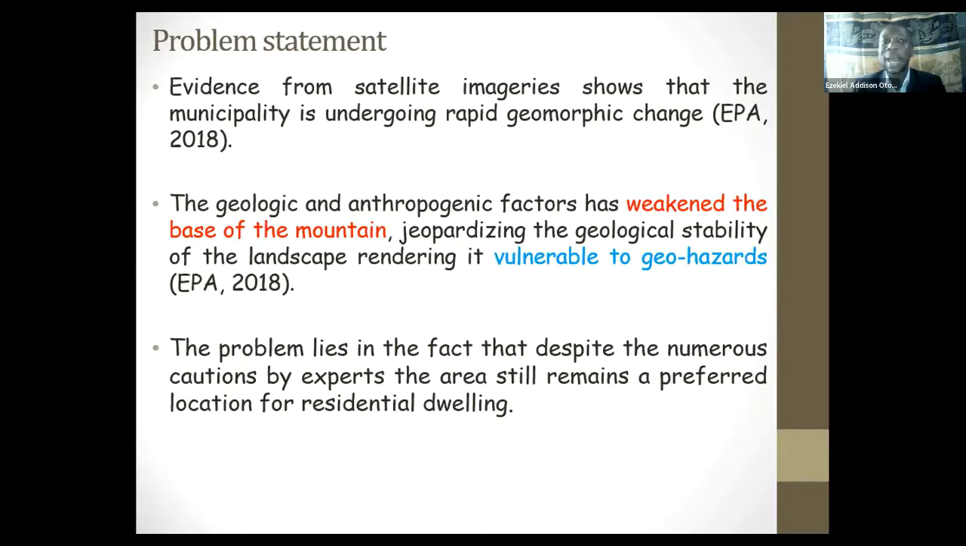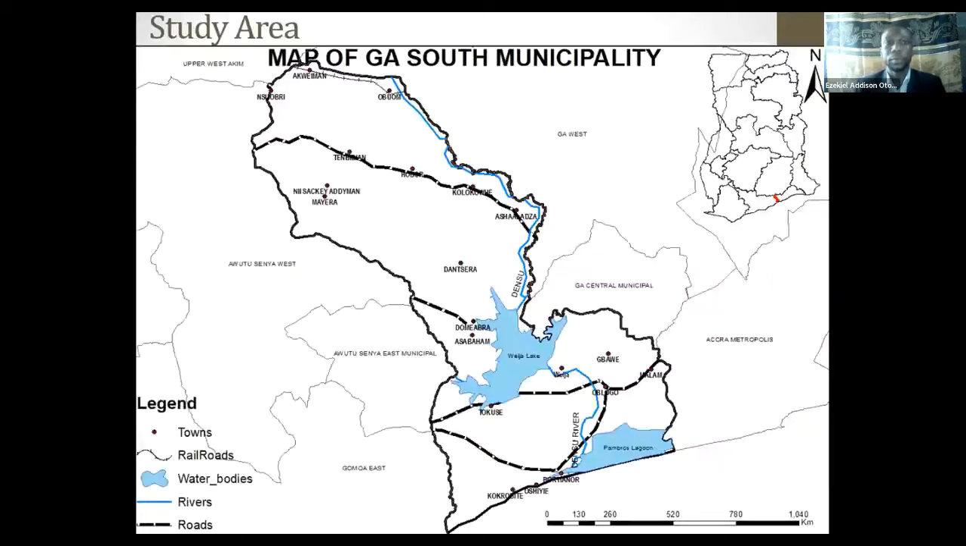The problem lies in the fact that despite these numerous changes which are going on on that mountain, a lot of people still prefer to use that place as a residential dwelling, despite the hazards which are associated with it. So this is the map of the study area.